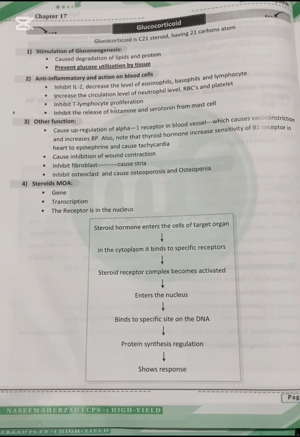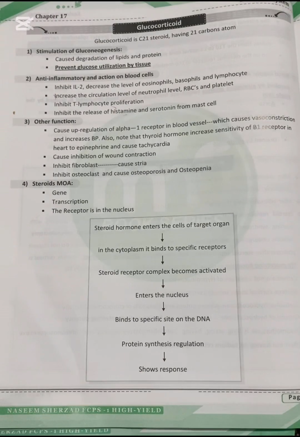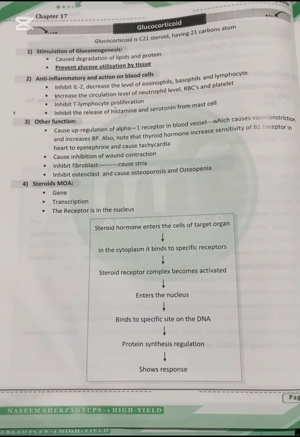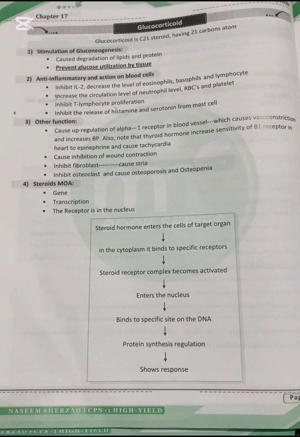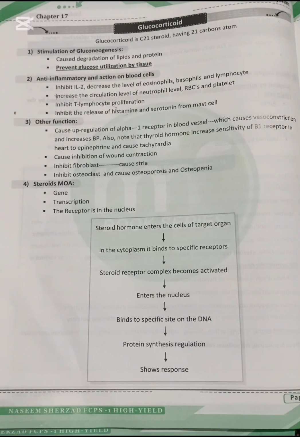As I have mentioned, glucocorticosteroid is important. If you just understand the physiology of this steroid, you will easily understand all the other pathological conditions, like what its normal function in the body is. So one function is that it stimulates gluconeogenesis. This is also an MCQ. It causes the degradation of lipids and protein, but it prevents glucose utilization by the tissue. This is another MCQ.